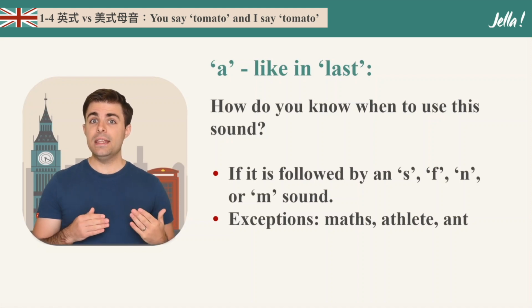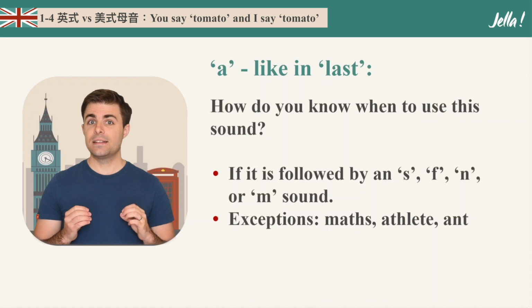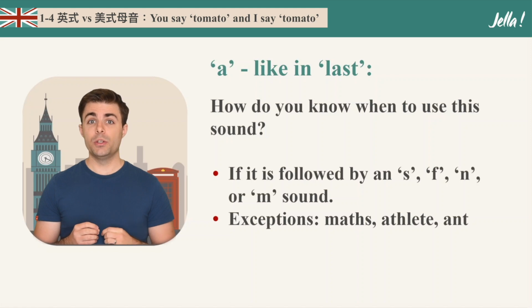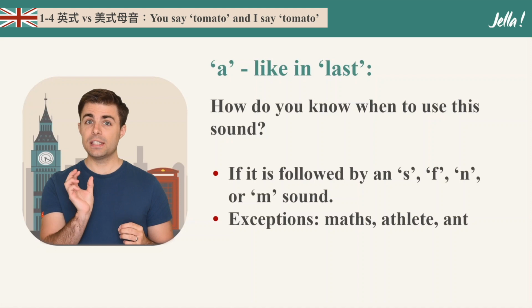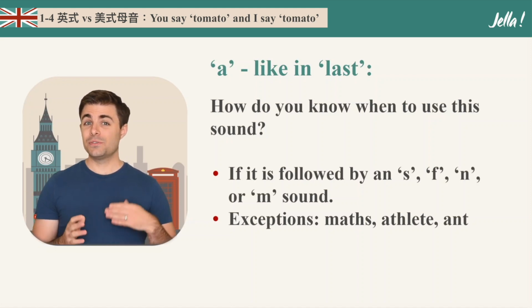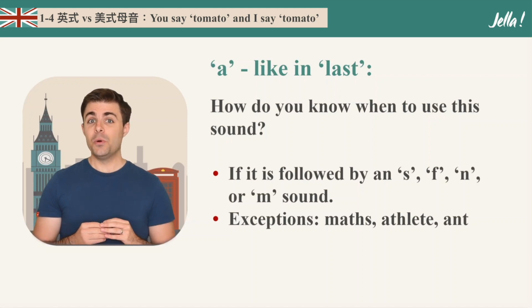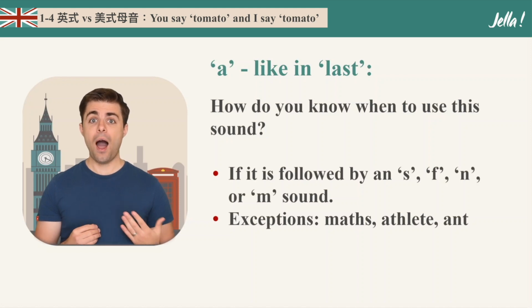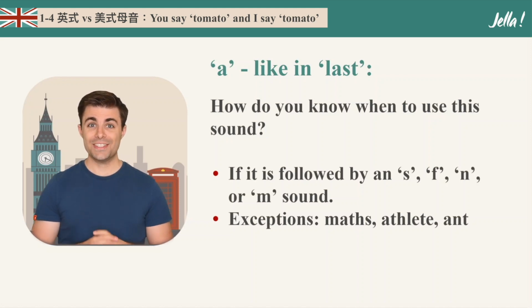Well, if the letter A is followed by a sound that makes the s, f, n, or th sound, then normally we'll use that long A sound. That's why last has it, because after the A we have an s, last. But there are still some exceptions to this rule. So words like maths, athlete, and ant are pronounced just like that. Maths, athlete, ant. They're not pronounced maths, athlete, aren't. So that's all of our 3 major differences completed.